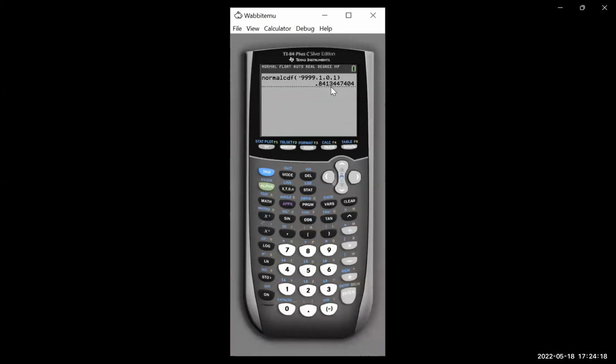So now you have two ways, if you have a graphing calculator, to do it. You don't have to convert it into a standard if you have a calculator, but if you don't have a calculator, you do have to use a formula to convert it.